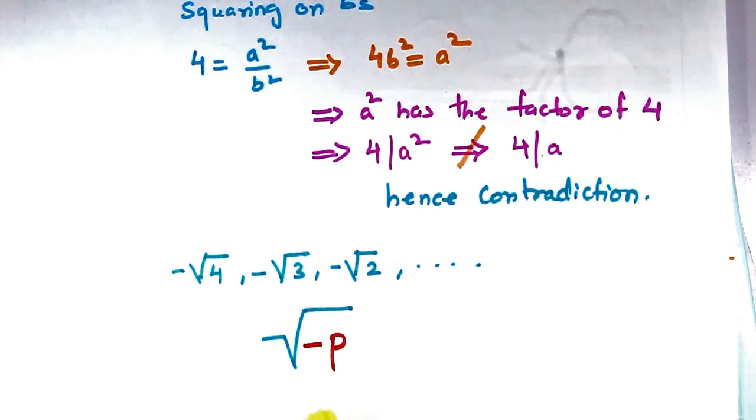What about this type of number, root of minus b? Have you seen this type of number anywhere, or did we do any explanation for that? This is what we will cover in some other video.